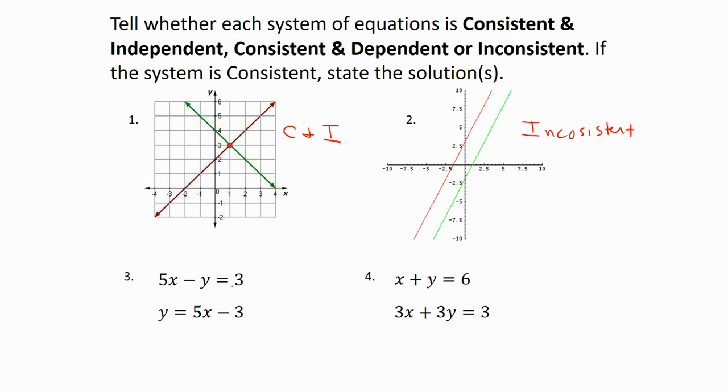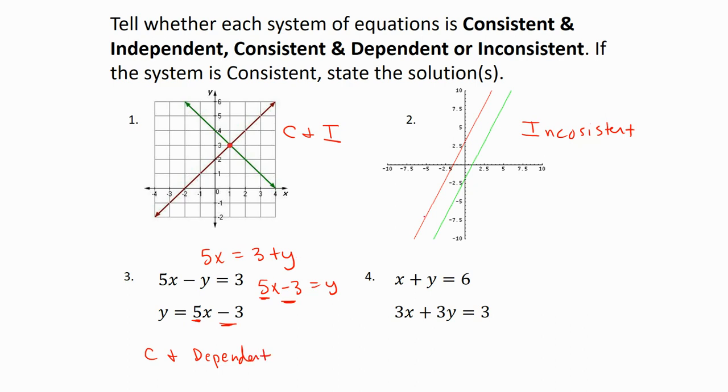So just get this into slope-intercept form. I'm going to add y to both sides. Okay, so we get, and then subtract 3. So 5x minus 3 equals y. So here we see they have the same slope, same y-intercept. So these are the same equations. This would be consistent and dependent.